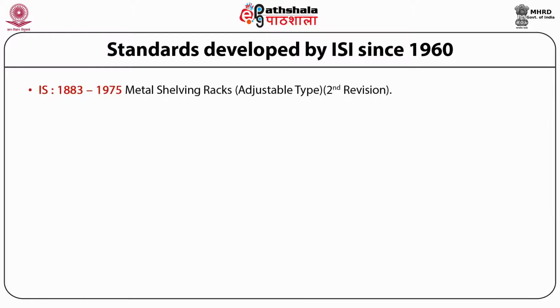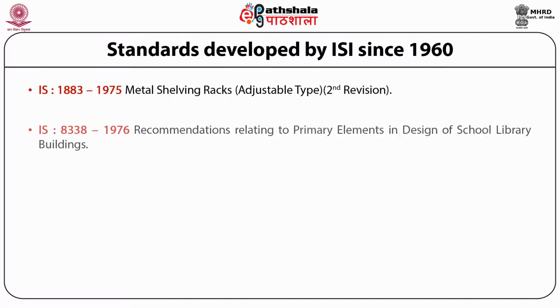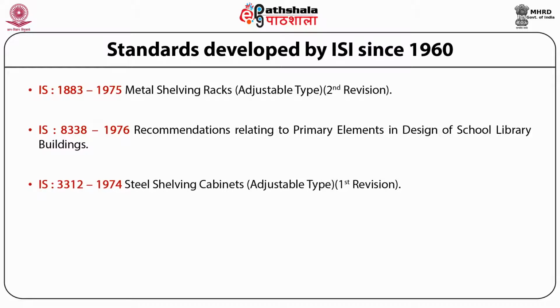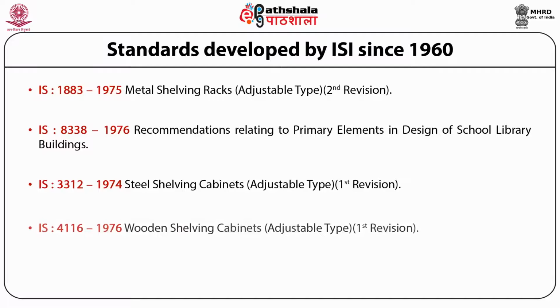IS 1883-1975 Metal Shelving Racks, Adjustable Type, Second Revision. IS 8338-1976 Recommendations relating to primary elements in design of school library buildings. IS 3312-1974 Steel Shelving Cabinets, Adjustable Type, First Revision. Ninth is IS 4116-1976 Wooden Shelving Cabinets, Adjustable Type, First Revision.